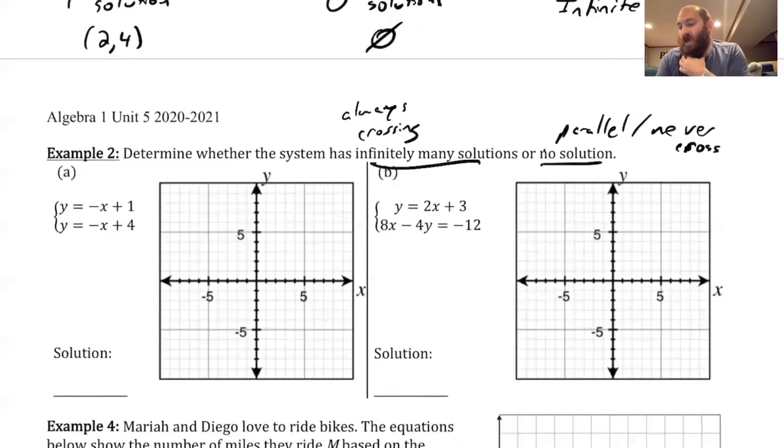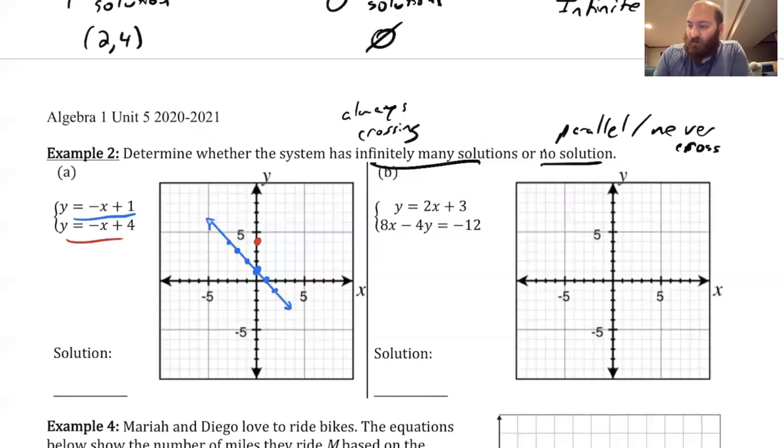So for the first line, I'll do this one in blue, negative x plus 1. So I go right here to a positive 1, negative 1x. So that's a negative 1 for my slope. So I'm going to go up 1 to the left 1. Okay. I can keep going that way, or I can go down and to the right and so on. So there's my first line.